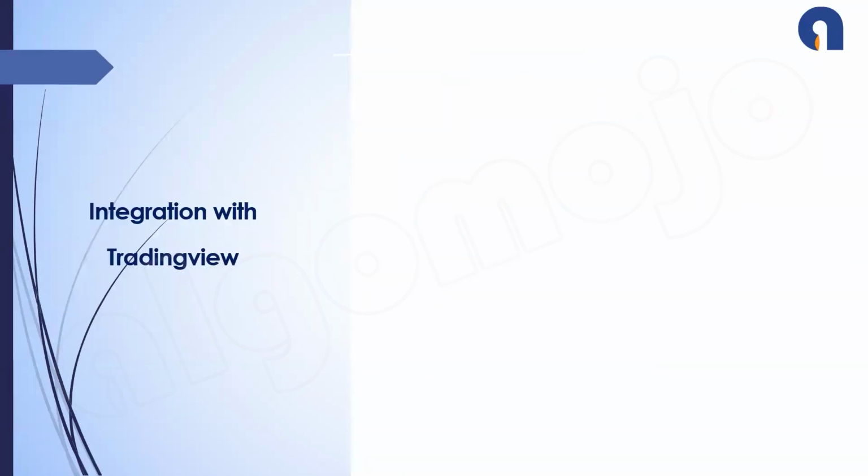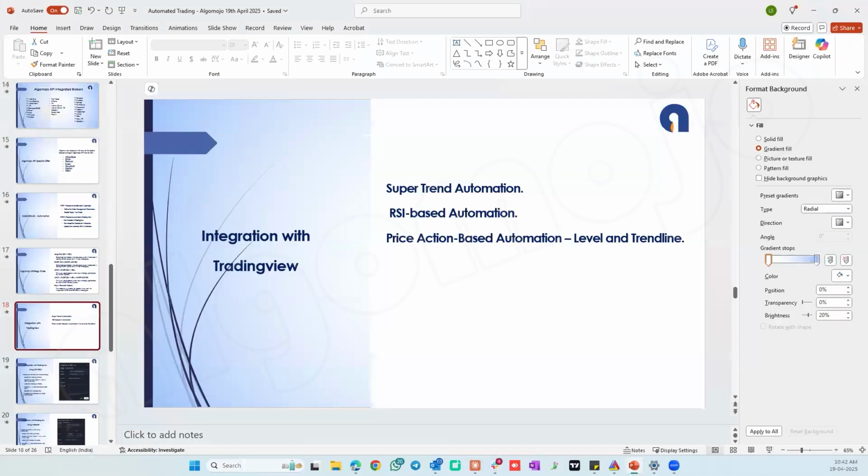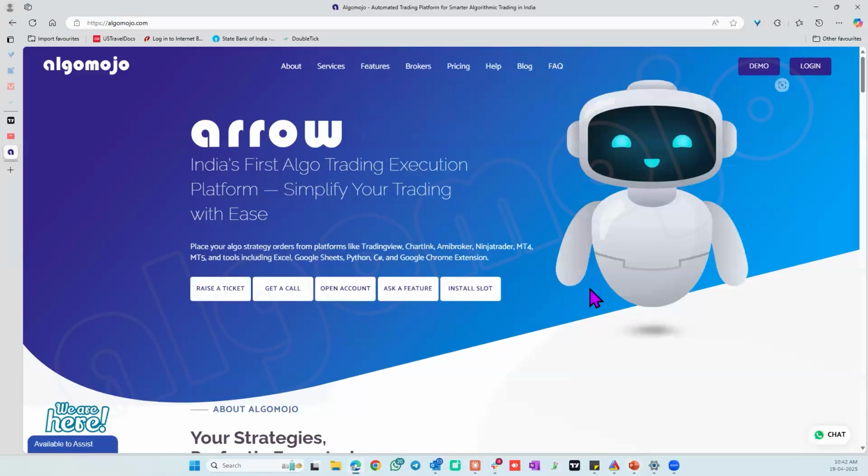Now, before we get into the integration part, let's look at the platform. So this is our web page called algomojo.com. In case you already have an account with any of the brokers with whom you have done the integration, go to algomojo.com and say login. You can log into Algomojo and start using the platform.